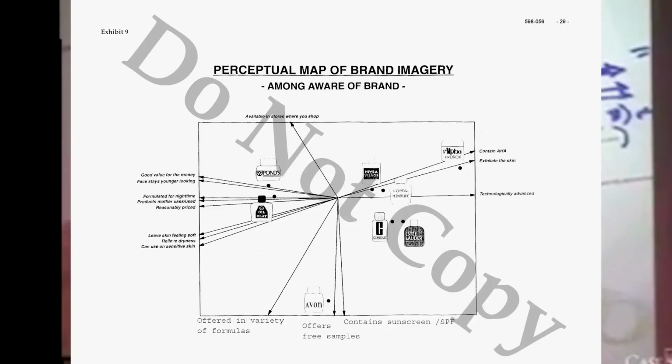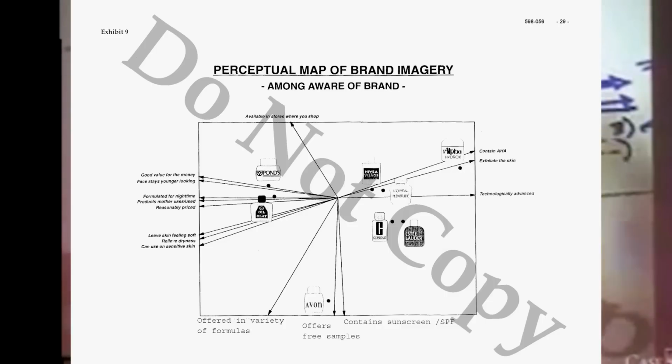Because my brand can't score high on contains AHA without scoring high on exfoliates the skin. My brand can't score high on good value for the money without scoring high on face stays younger longer. See, I'm going to score high on both of those or score low on both of those vectors, right? So that's one of the relationships that I look at. They're highly related, right? In stats, that's just correlated, uncorrelated, and highly correlated for the first two, right?